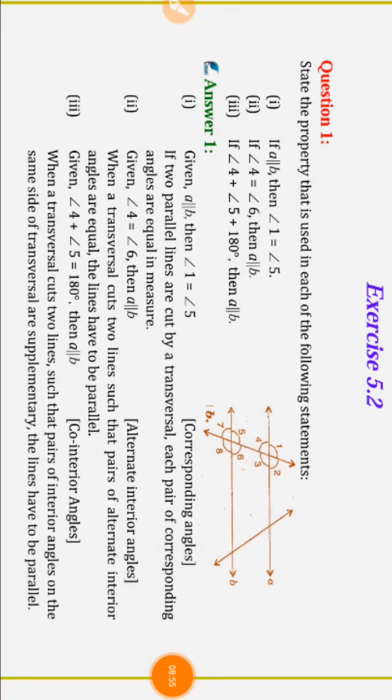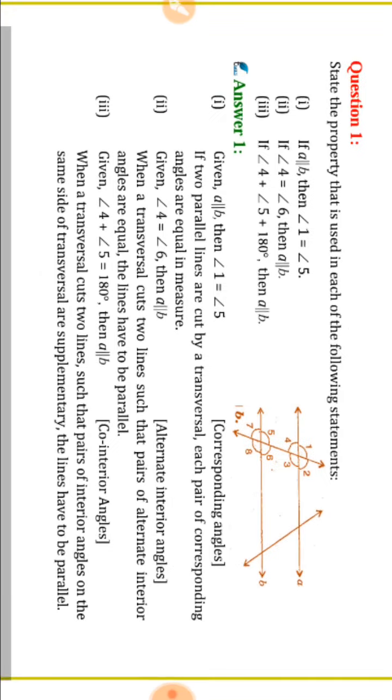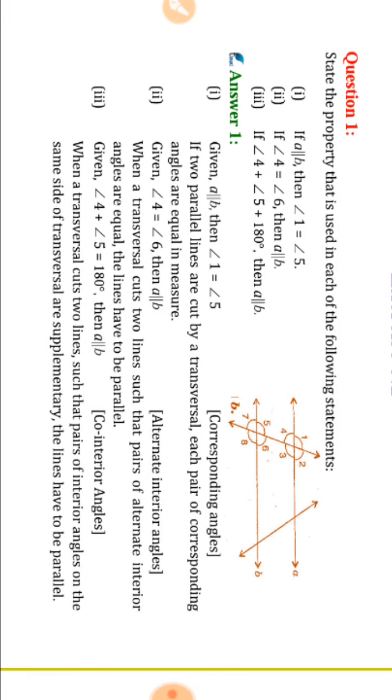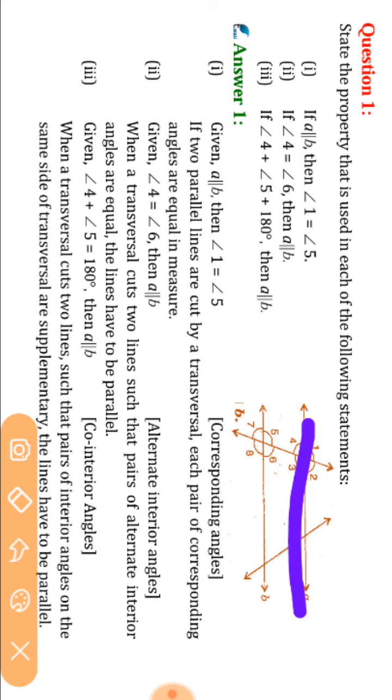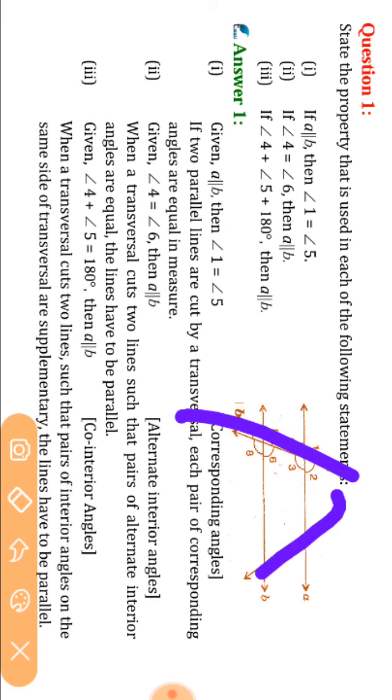Okay, now we can go for the exercises. So this is exercise 5.2. Based on the pairs of lines and angles, state the property that is used in each of the following. See, property means here the transversal line is there and two parallel lines are there. Different types of parallel lines and different transversal lines are there. So which property, based on the parallel and transversal lines, we can observe that corresponding angles, alternate angles and vertically opposite angles we can observe here.